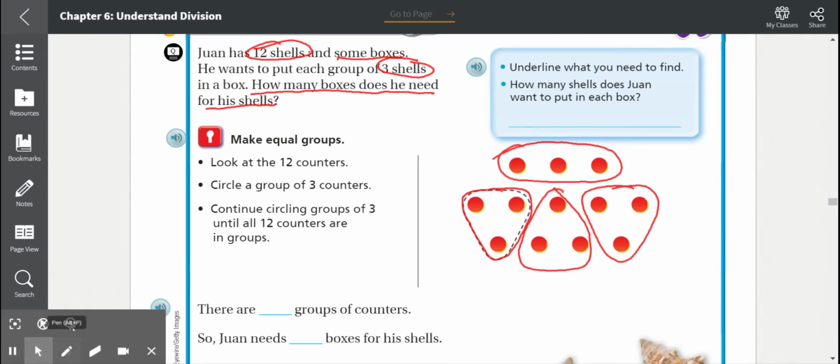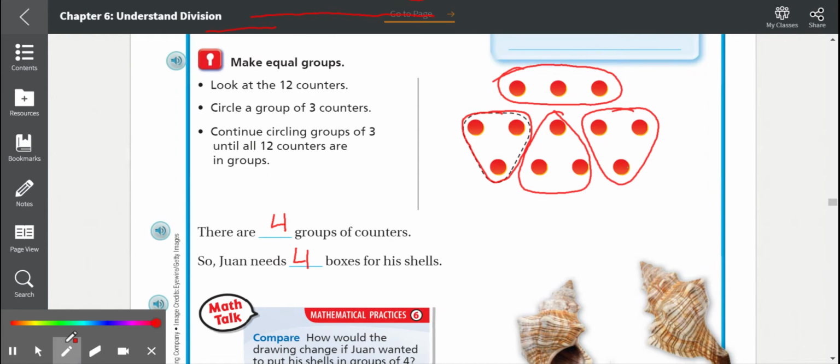And now we can count how many groups there are. There's 1, 2, 3, 4. There are 4 groups of counters, and so Juan will need 4 boxes for his shells. If we were to write this as a division problem, it would be 12 shells, and then we divided the shells into 4 groups, and that equals 3 in each group.